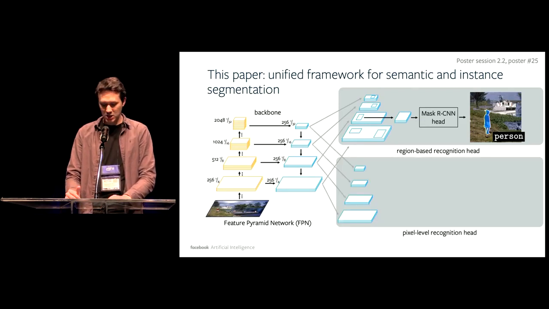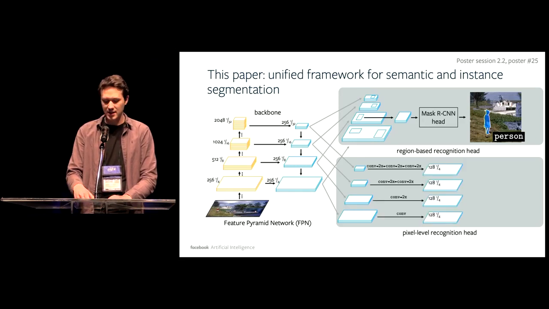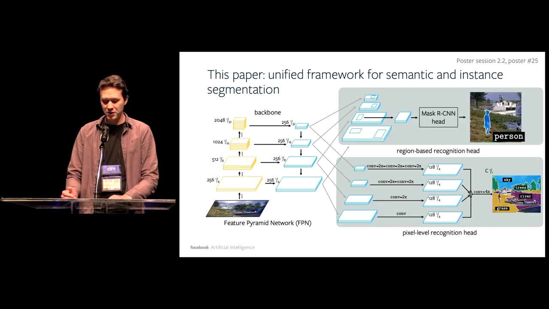For semantic segmentation, we use a very simple pixel-wise recognition head that uses the same FPN feature maps as the Mask R-CNN head. In this head, we first process feature maps at each scale independently, bringing them to the same spatial resolution. Then, we sum up the feature maps and predict the final scores for semantic segmentation. We call this head the pixel-level recognition head.